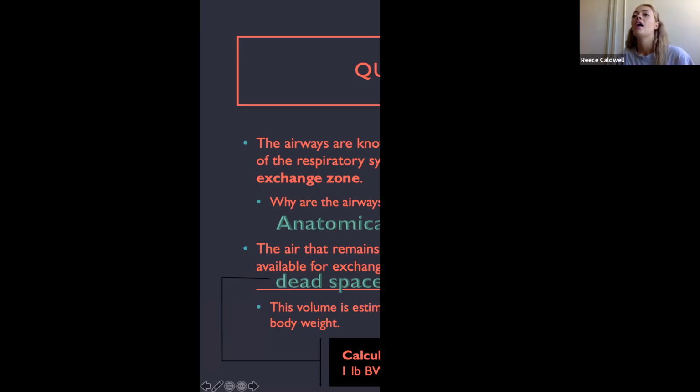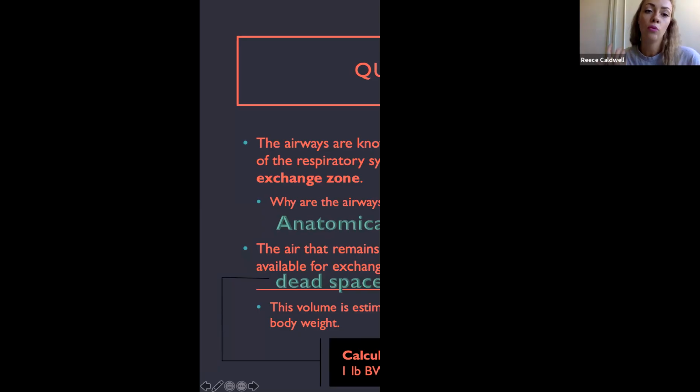alveoli. Now, in way more specific classes, the bronchioles do deal with some type of gas exchange. But for this class, we're just focused on the alveoli. So don't worry about knowing that some of the bronchioles, like the respiratory bronchioles, deal with exchange. This class is just focused on the alveoli being in the exchange zone.